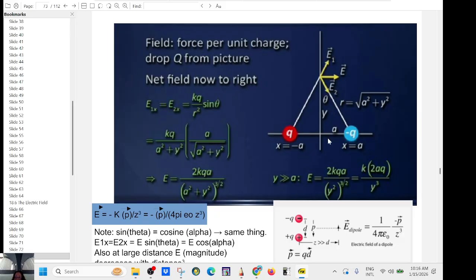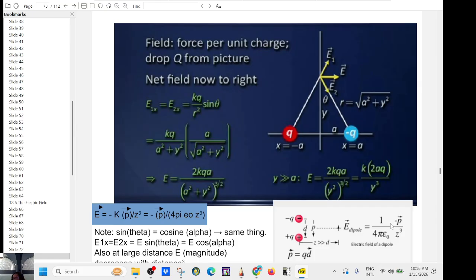Okay, so this is again a dipole, which is a vector. It goes from minus to plus. This is the distance between the minus and plus. So it's a vector. The dipole moment is a vector, and very far away, that's what you get. Okay.